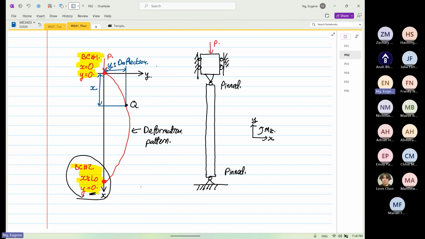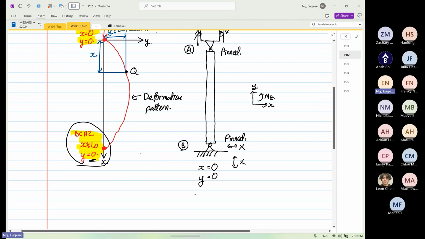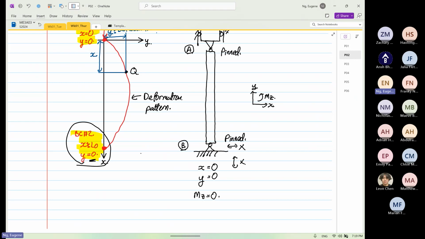Okay. So I'm going to call this point A, and over here point B. Okay. So let's look at point B first. If we look at point B, right, we know that X is equal to 0, right? Because it cannot move left and right. Y is equal to 0. It cannot move up and down. Okay. And then moment about Z is equal to 0, at point B.